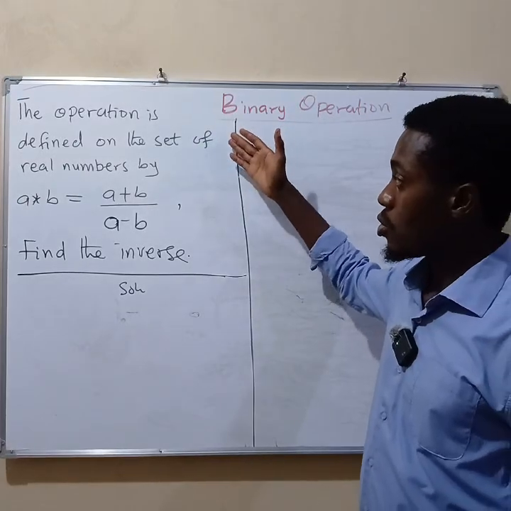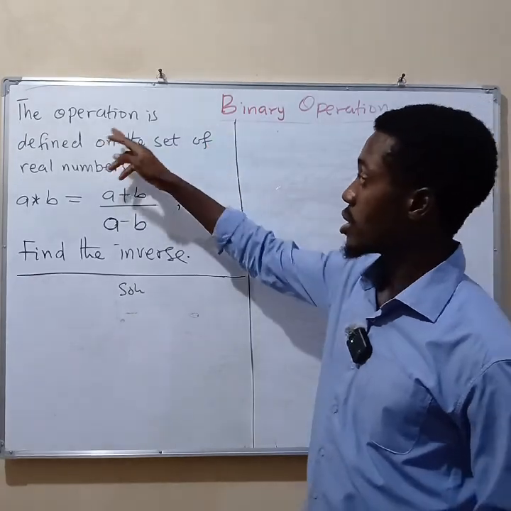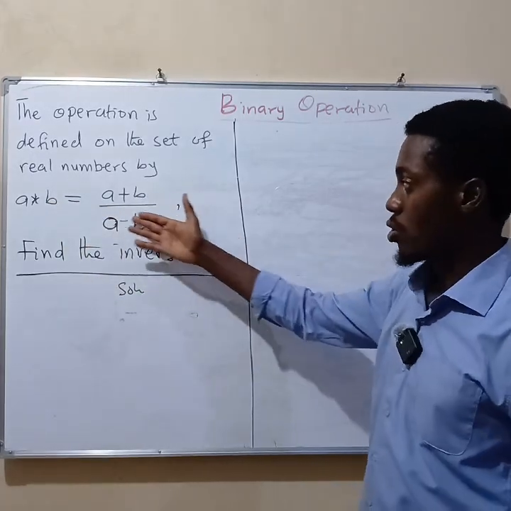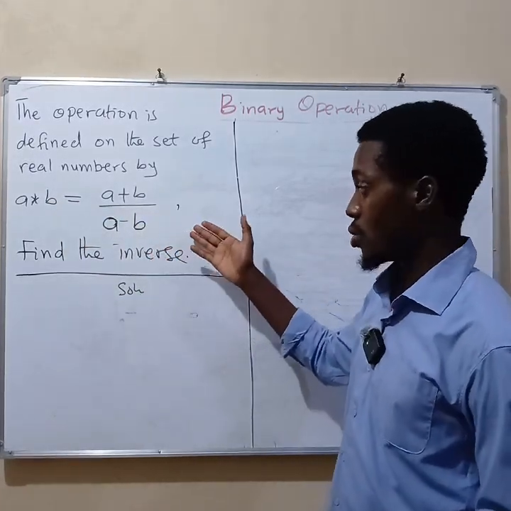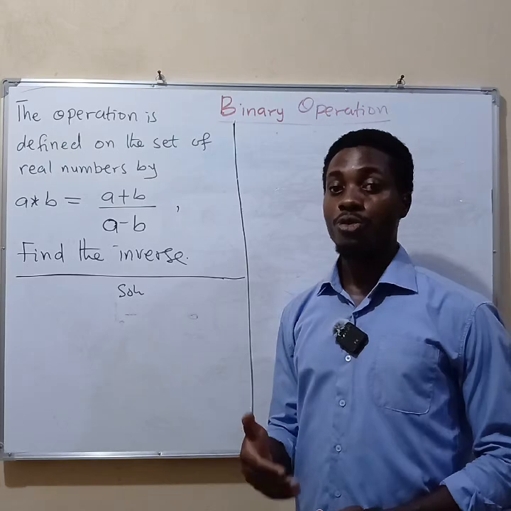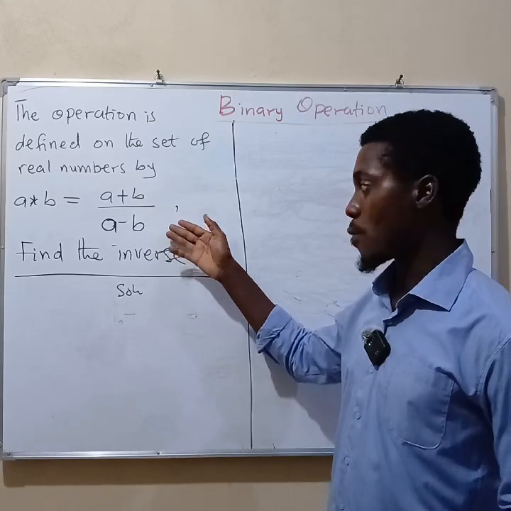I posted a video on binary operation, and this was the question. The operation is defined on the set of real numbers by A operation B equals A plus B all over A minus B. If you've seen this video, then in the comment section, someone asked me to find the inverse of this operation.